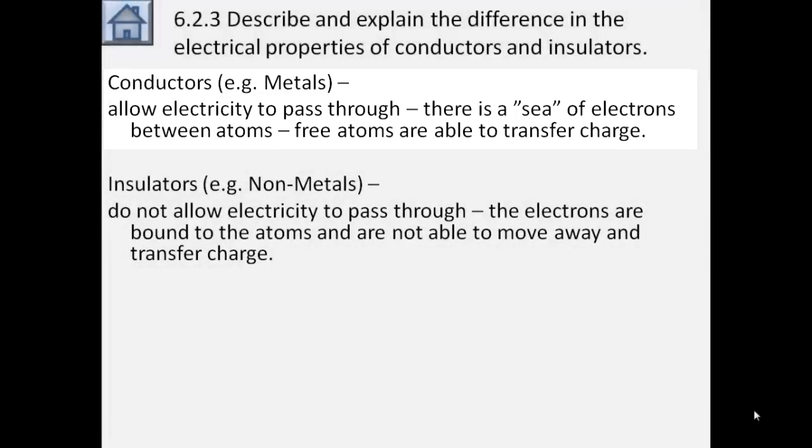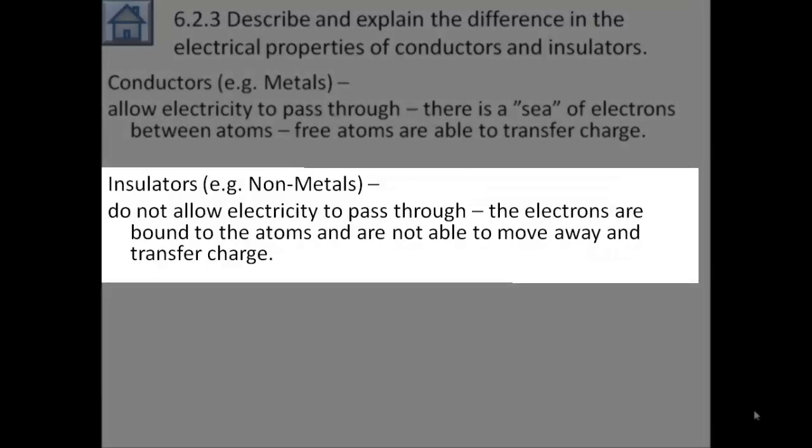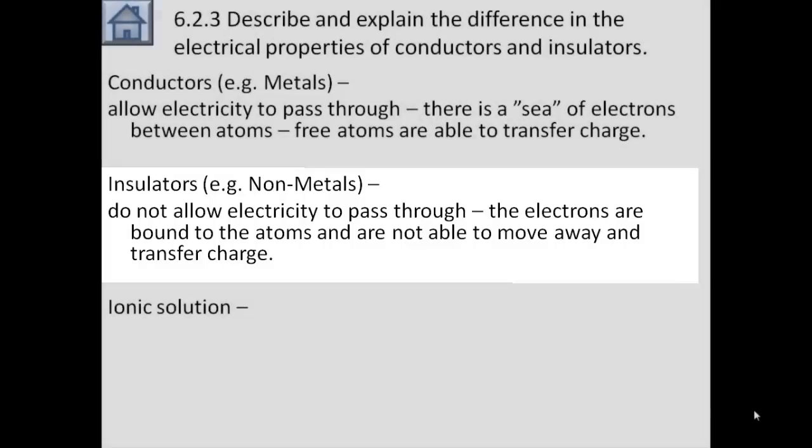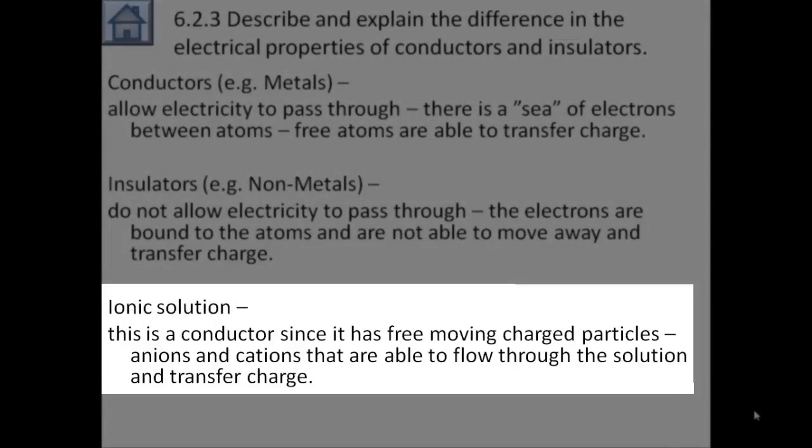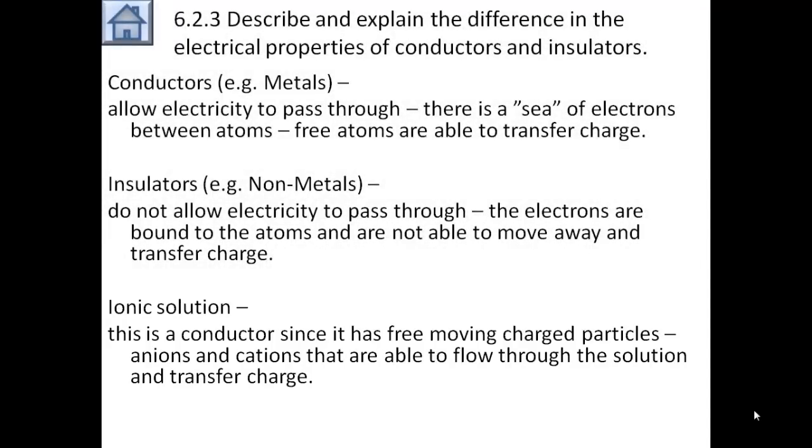Insulators, or non-metals, do not allow electricity to pass through. The electrons are bound to the atoms and not able to move away and transfer the charge. A solution, such as an ionic solution, is a conductor because it has free moving charged particles, anions and cations, which are able to flow through the solution and transfer charge. So if charge is able to be transferred, whether it be positive charge or negative charge, then it will be able to conduct.